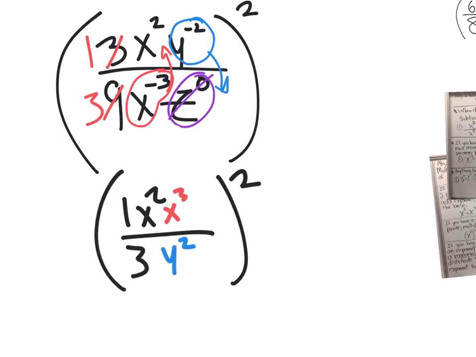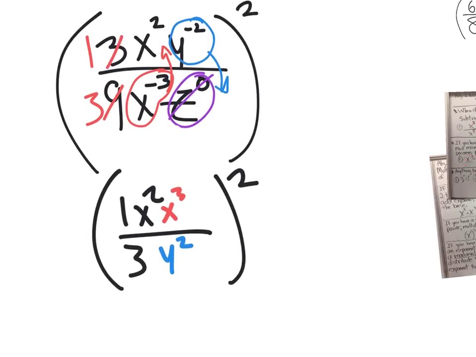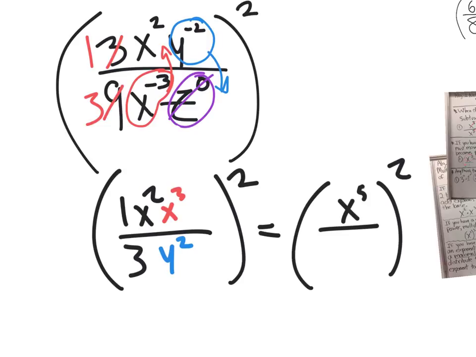So now let's take a look at the inside and continue. Let's apply a different rule. Rule 1 that we learned last week, x to the 2nd times x to the 3rd. What is that? Okay, so on top, I want to have x to the 5th, and on the bottom, I have 3y squared.